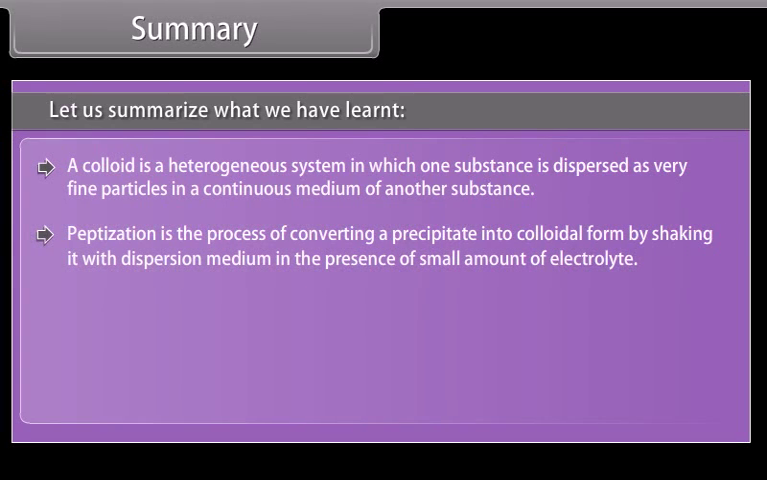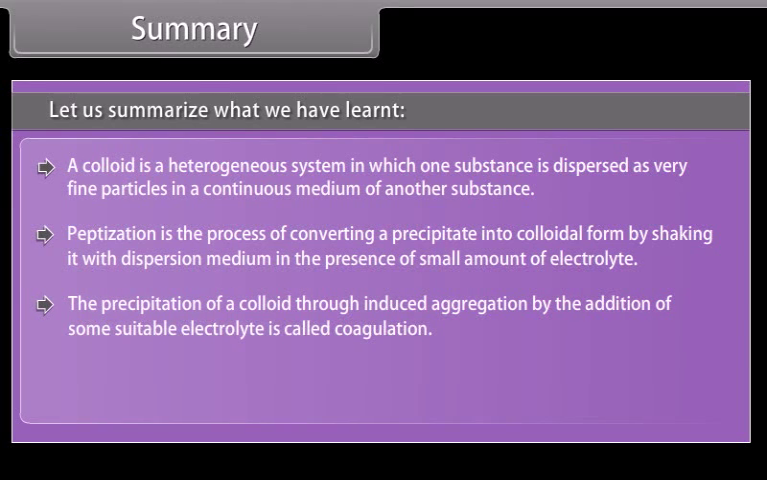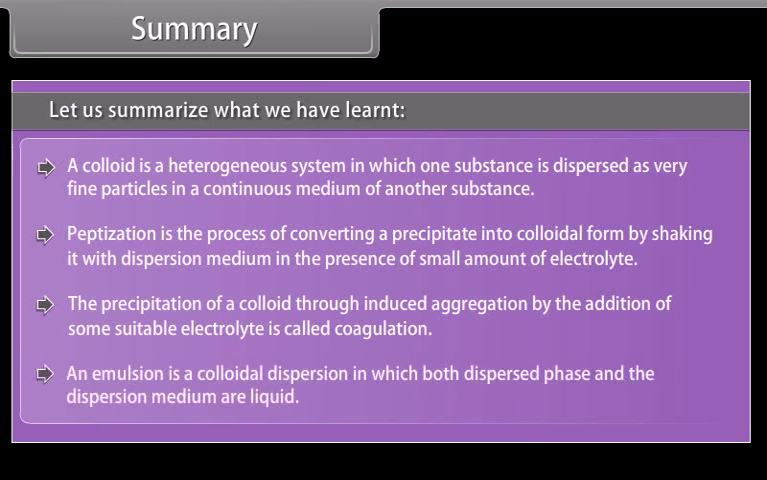Peptization is the process of converting a precipitate into colloidal form by shaking it with dispersion medium in the presence of small amount of electrolyte. The precipitation of a colloid through induced aggregation by the addition of some suitable electrolyte is called coagulation. An emulsion is a colloidal dispersion in which both dispersed phase and the dispersion medium are liquid.